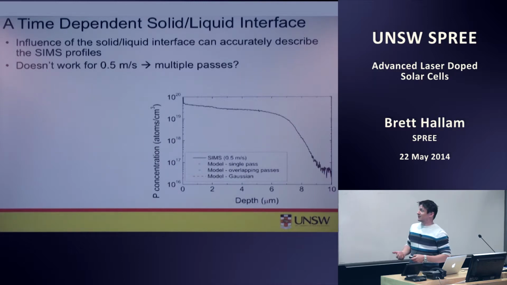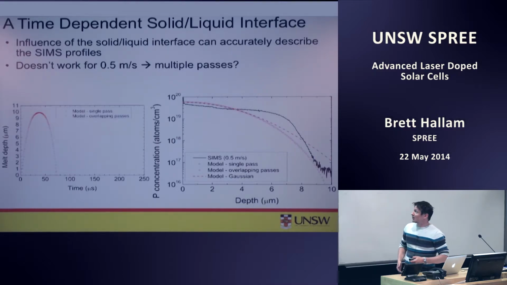But it doesn't work for the case of 0.5 meters a second, which was a much deeper molten region and for a much longer period of time. So in this case, we don't get this characteristic kink described by the SIMS profile. So what I've done here is I've tried a different regime where we have 3 successive pulses melting to different depths of the silicon.